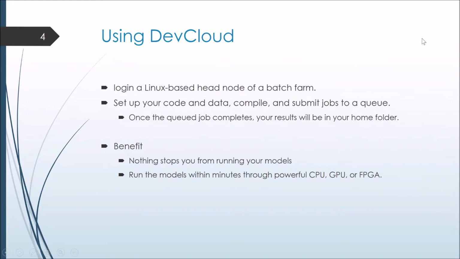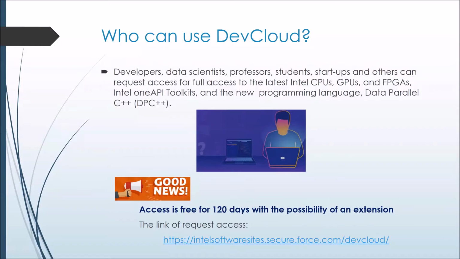If you want to use DevCloud, it provides you a Linux-based login node, or you can connect to use it through the Jupyter Notebook. You can upload your code and data and then submit the jobs. When the job is done, the result would be in your home folder. The benefits are nothing stops you from running your model. Run the model within minutes through powerful CPU, GPU, or FPGA.